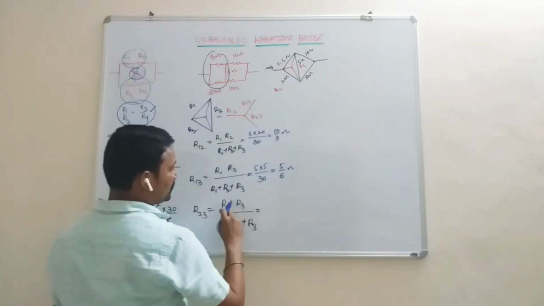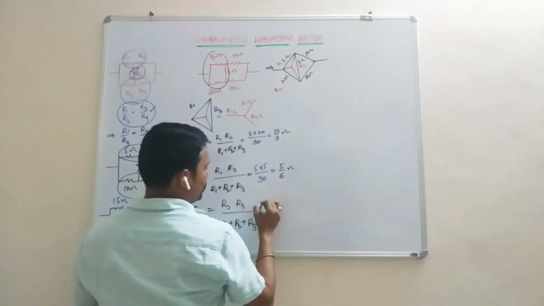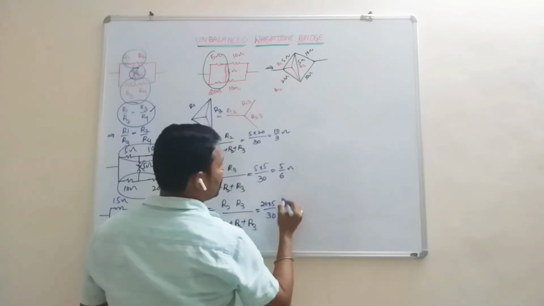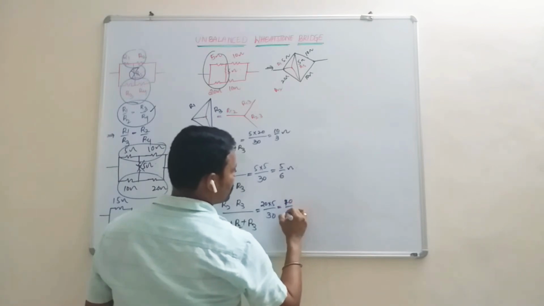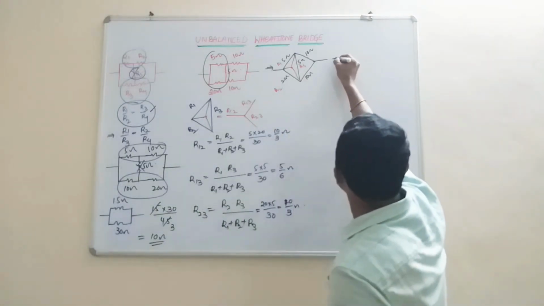And next we move to the R2 into 3. So R2 into 3 means 20 into 5, so 20 into 5 by 30. That should be equal to 10 by 3, 10 by 3 ohm. So now how this circuit becomes, look at this.